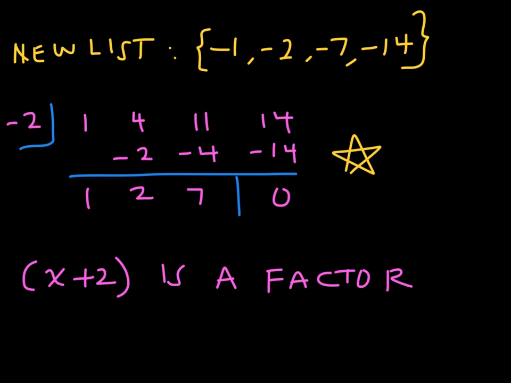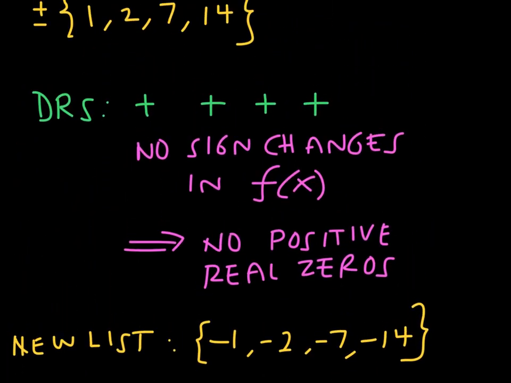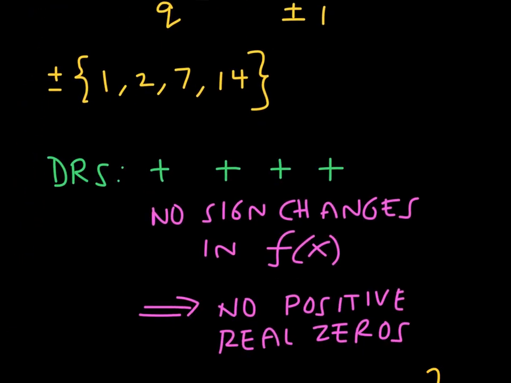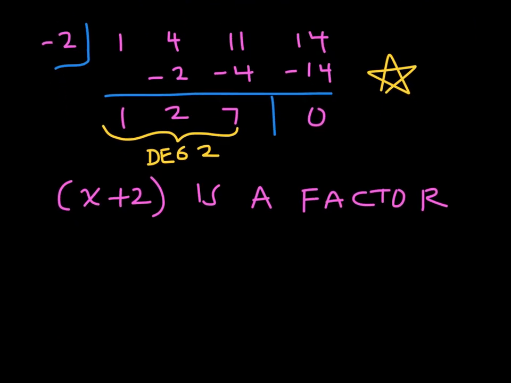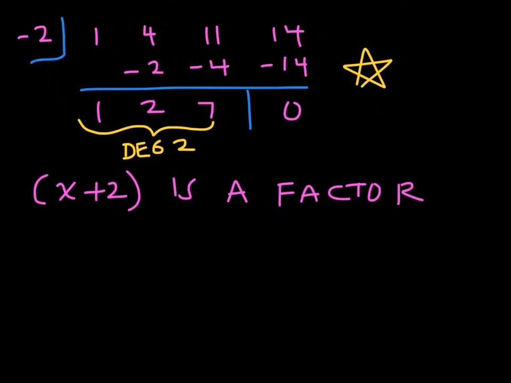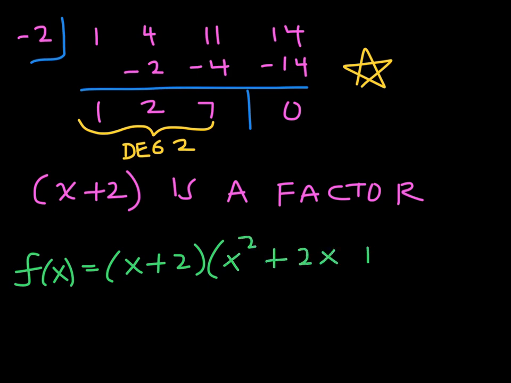Now the original polynomial was degree 3. That means the quotient is degree 2, right? So this is what I would like to do. Your function, what was the name of your function? Do you remember? It was f of x. So f of x is now equal to x plus 2 times this degree 2 polynomial, which says 1x squared plus 2x plus 7.